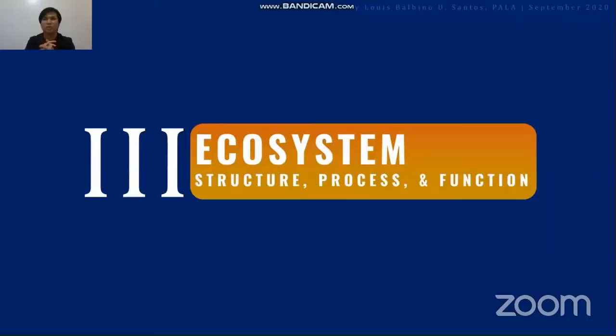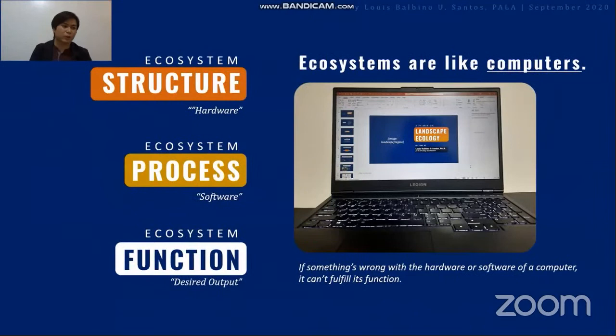We can think of ecosystems as like computers. Computers have hardware, they have software. And we use computers for a variety of functions, like printing an essay for Sir Nappy's lecture, or surfing the web, playing video games. Whatever the function is, if there's something wrong with the hardware, let's say there are missing keys in your keyboard, or your mouse is malfunctioning, or your screen is full of dead pixels, it can't really function as well.